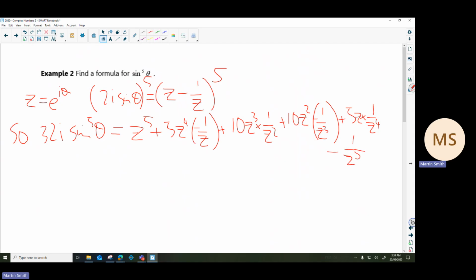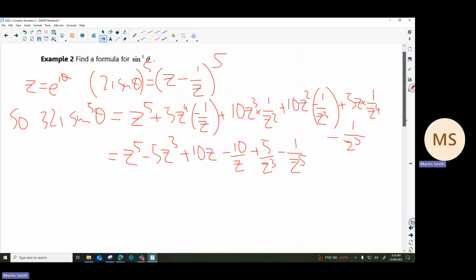Let's tidy that up a little bit. So that's z to the 5. The next term is minus 5z cubed. Whoops, let me just work that out. Minus 5z cubed plus 10z. And the next one will be minus 10 over z. The next one will be plus 5 over z cubed. And the last one is minus 1 over z to the 5.